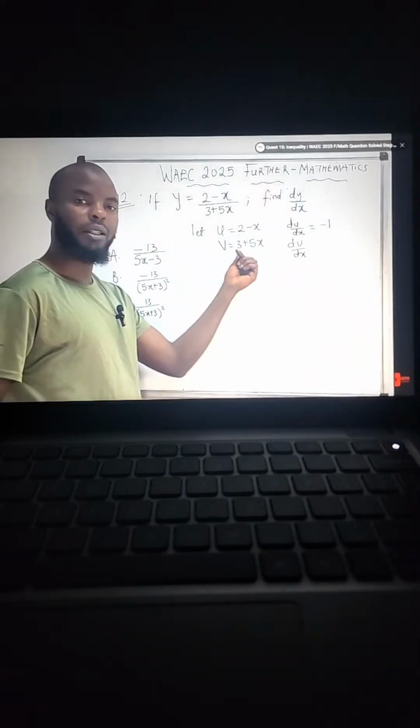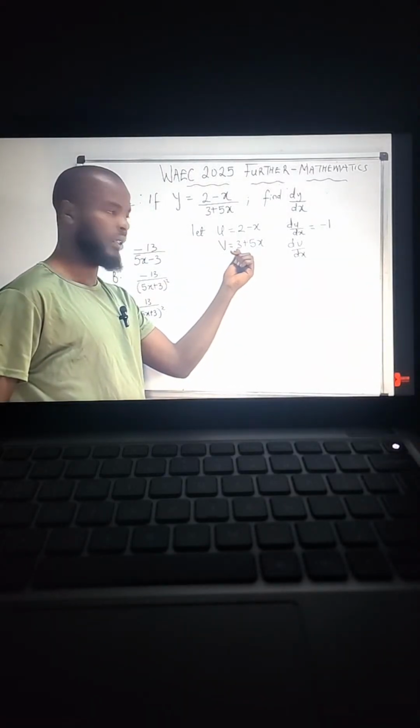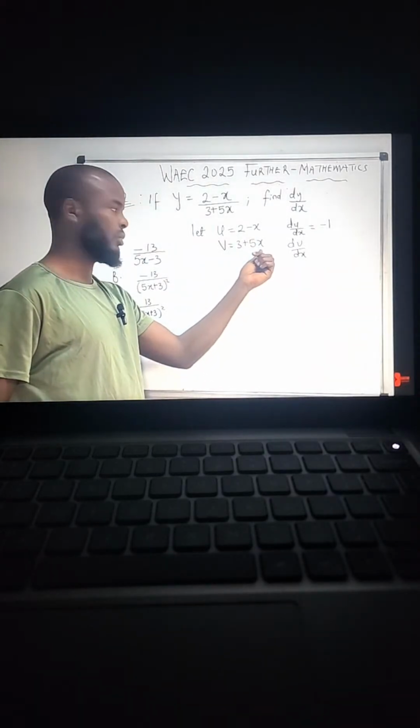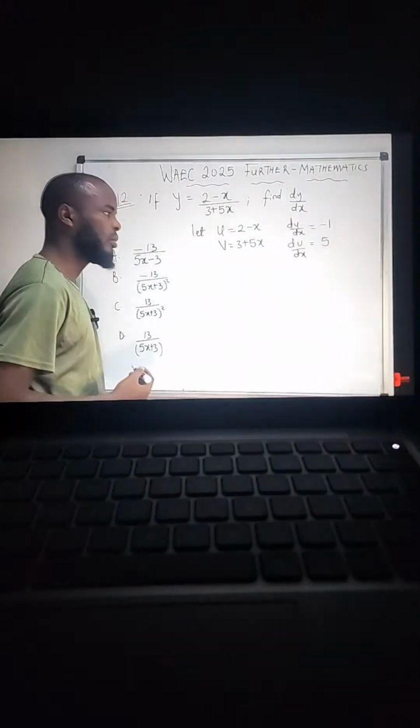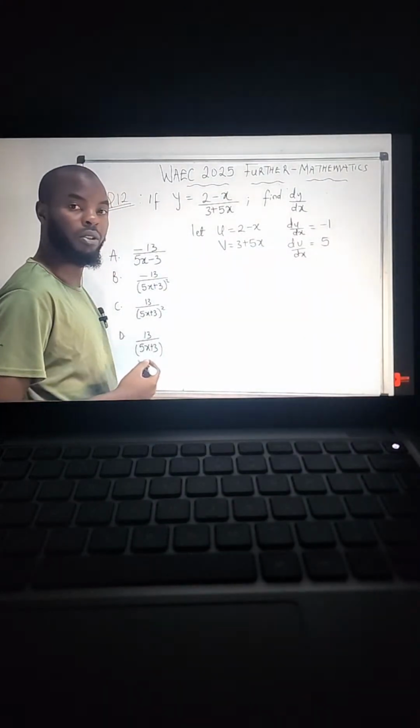Like I said, 3 is a constant. Don't worry about this. 5x. If you differentiate 5x, this is going to be 5. Now, what is the formula for the quotient rule?